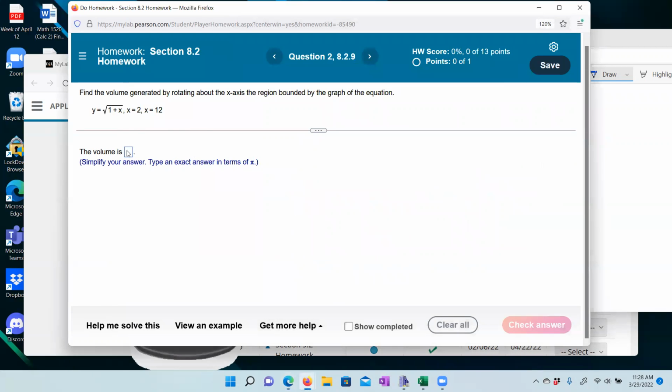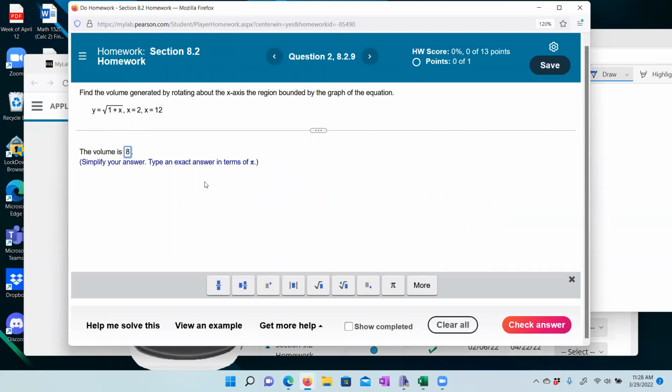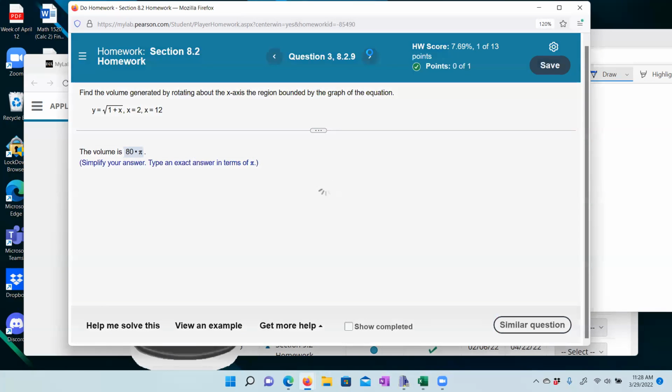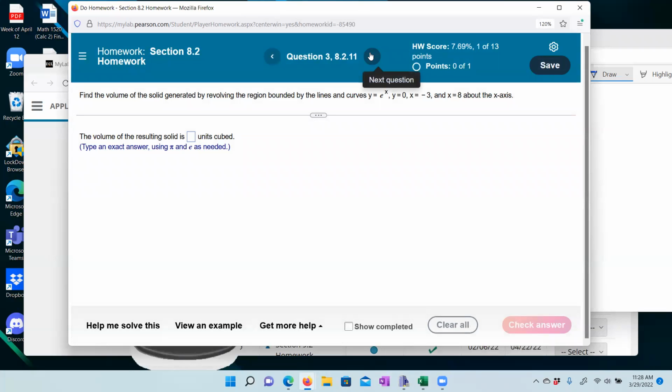Okay. So exact terms in terms of pi here, so that's fine. I wonder if they'll do that. It did, look at this. Okay, we'll say check. Great, okay, moving on.